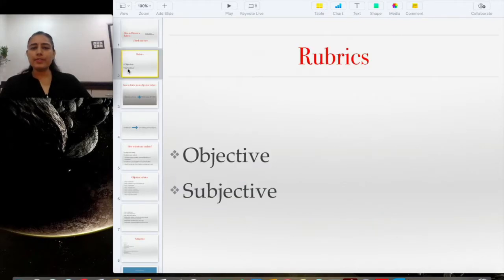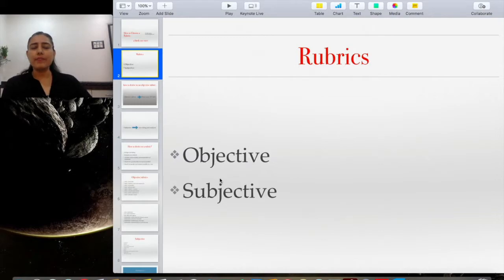So to broadly differentiate rubrics, we can say that there are two types of rubrics in our repertory. One is objective rubric and one is subjective rubric. So what is the difference between objective rubric and subjective rubric? To understand, let us go deep into it.